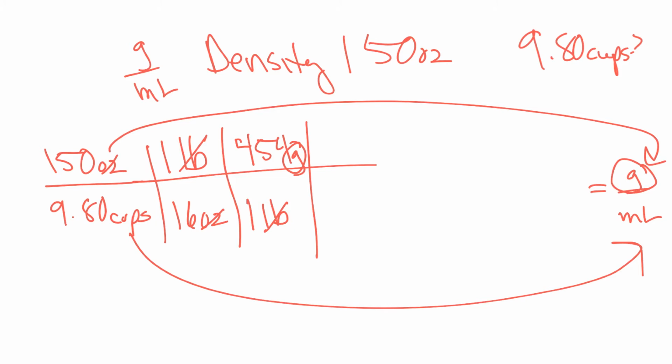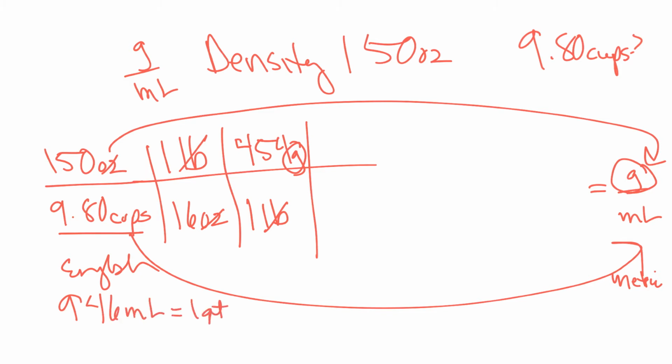So now I've got to get from cups to milliliters. This is in the English system, and this is in the metric system. The only English to metric unit that I have on my metric conversion sheet is 946 milliliters is equal to a quart. Okay? So I need to get this English unit to quarts.